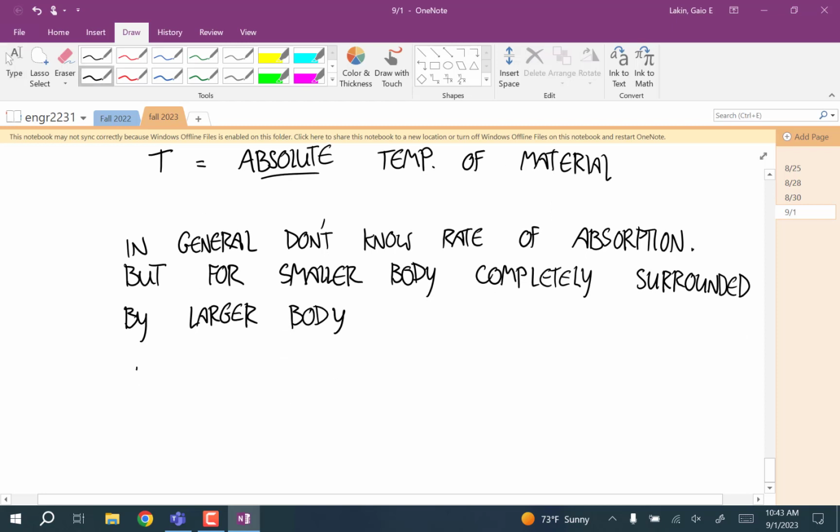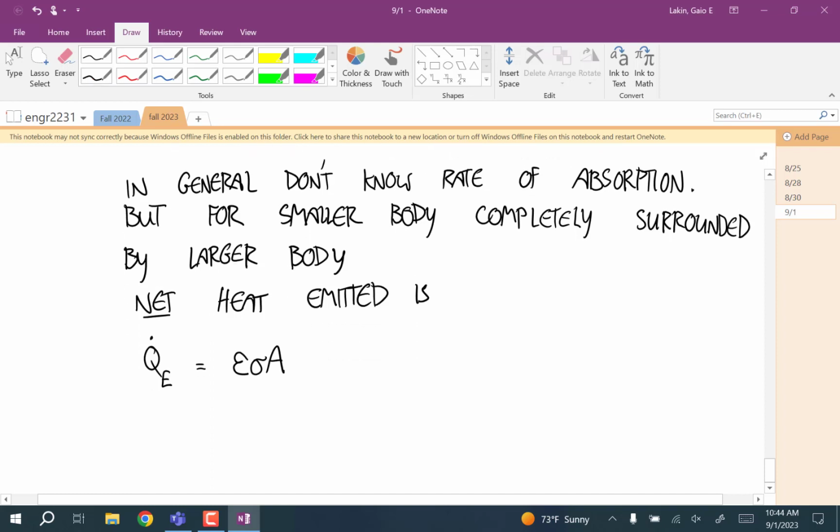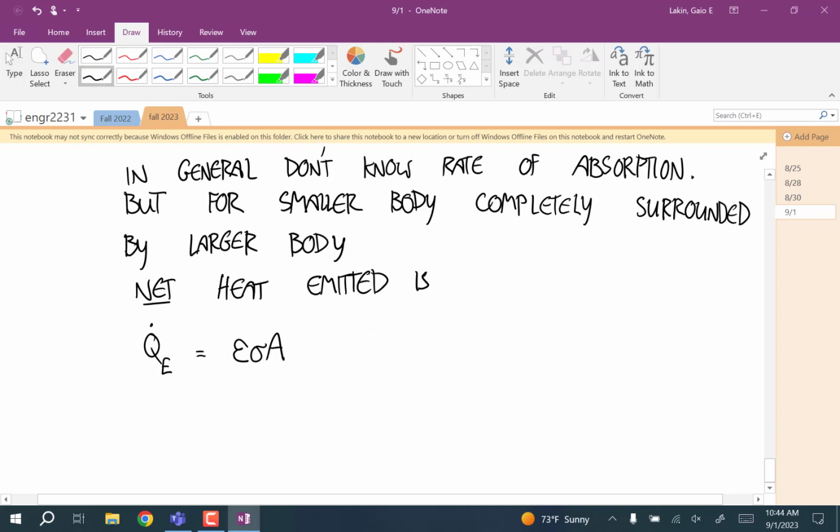the net heat emitted, and that's the one that we want for the equation for the first law, is the rate of heat emitted equal to the emissivity times the Stefan-Boltzmann constant times the surface area of the smaller body, times the quantity temperature of the body to the fourth power minus the temperature of the surroundings to the fourth power.